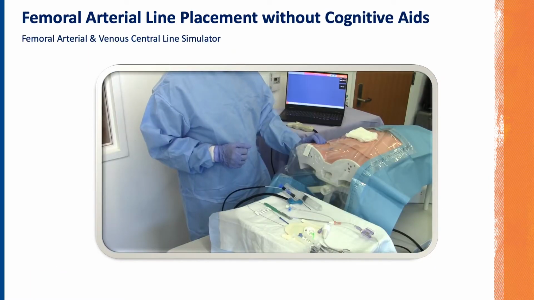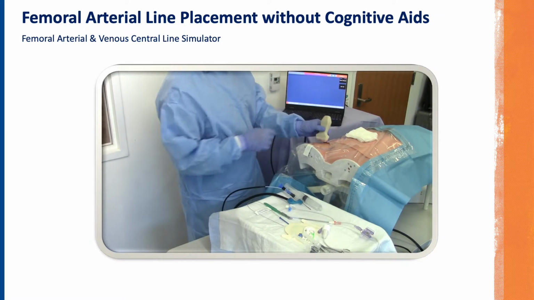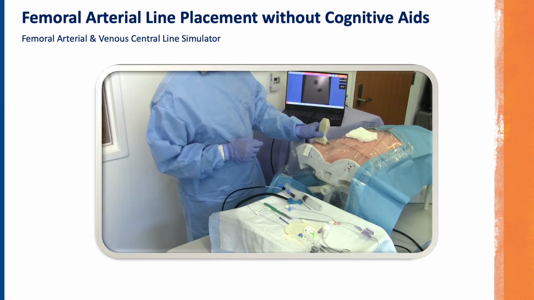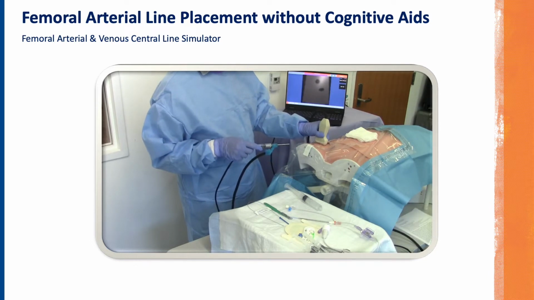A femoral line can be inserted into the simulator. The insertion with or without cognitive aids can be made for both arterial and venous central line placements. In this video, you can see an arterial line with a 7 French Cordis catheter being inserted using the Seldinger technique without the cognitive aids.